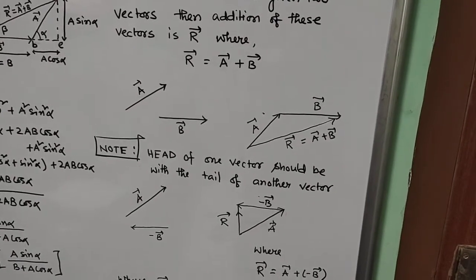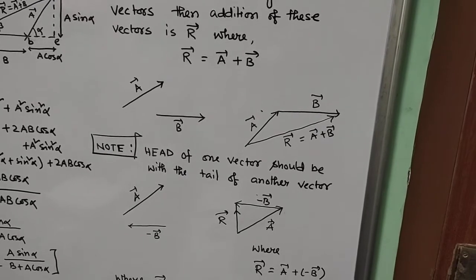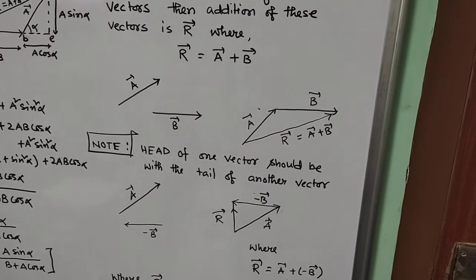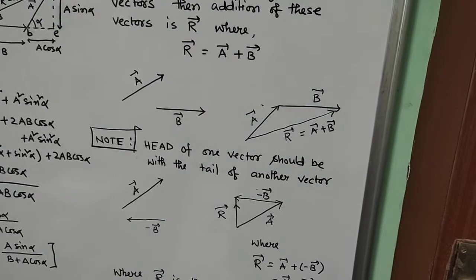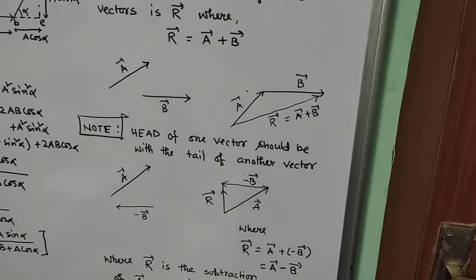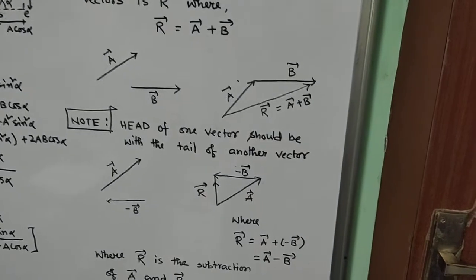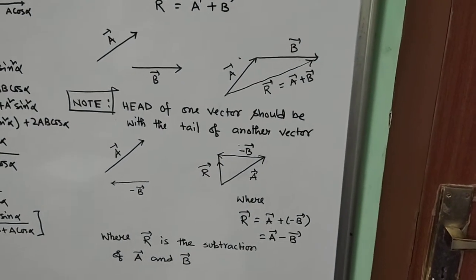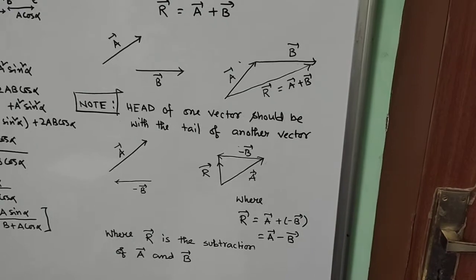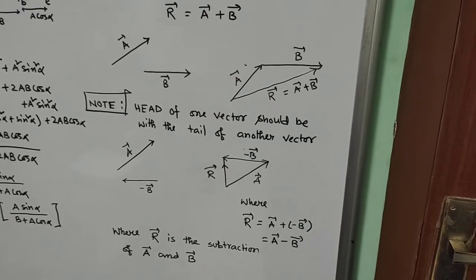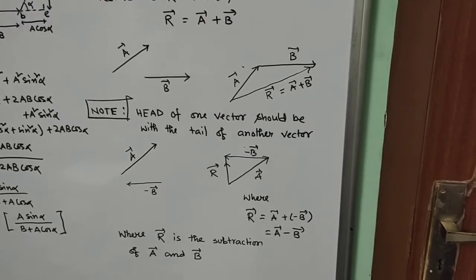So you see, a vector and minus b vector are in same direction in the sense continuous direction, but r vector is in opposite direction. So here you are getting r vector equal to a vector plus of minus b vector. So ultimately you are getting r vector equal to a vector minus b vector, where r vector is the subtraction of a vector and b vector, you can say.